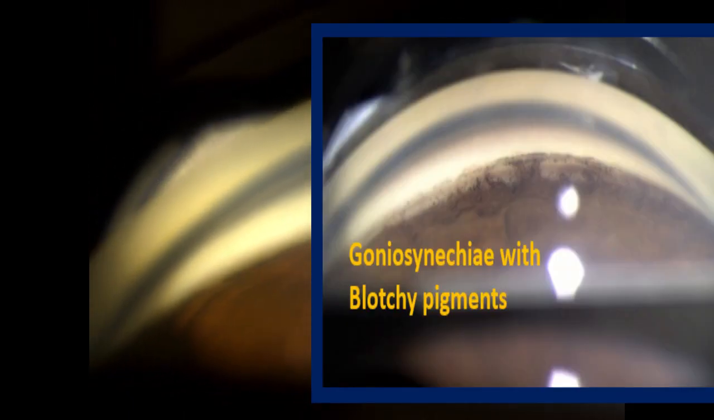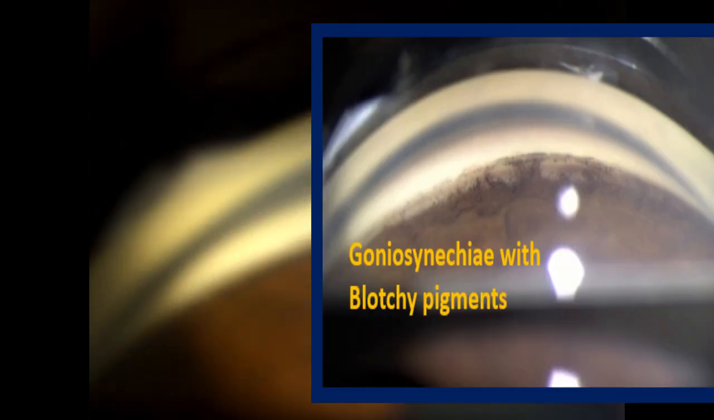In primary angle closure glaucoma, we see that the angle structures are not visible, that is, the angle is closed. Along with that, in chronic cases, we may see goniosynechiae with blotchy pigments at or anterior to the Schwalbe line.